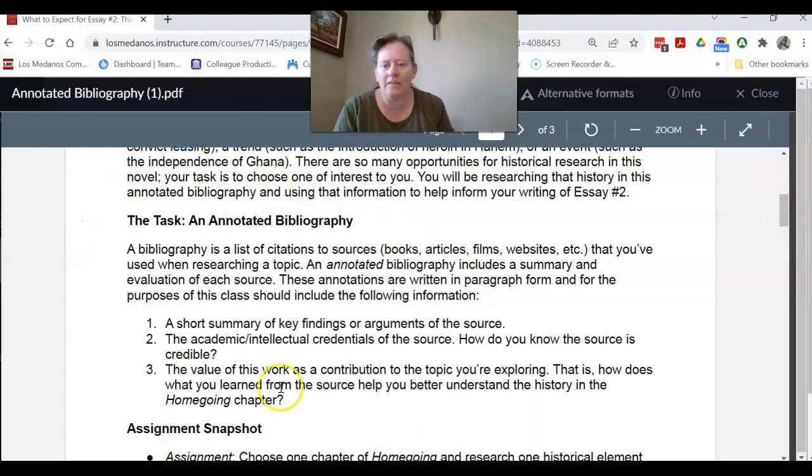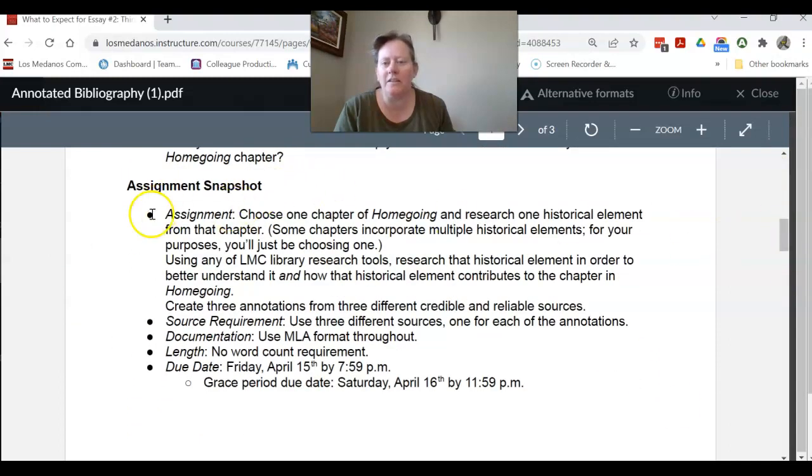So here is your actual task. Don't worry, there's an example here. Here's the assignment snapshot, right? So you're choosing one chapter of Homegoing, researching one historical element from that chapter. And then your ultimate job here is to create 3 different annotations. So 3 annotations about the one historical element in the one chapter.